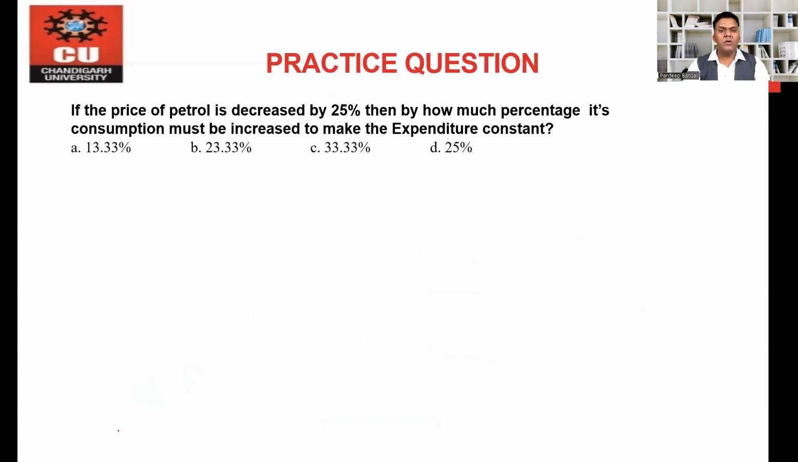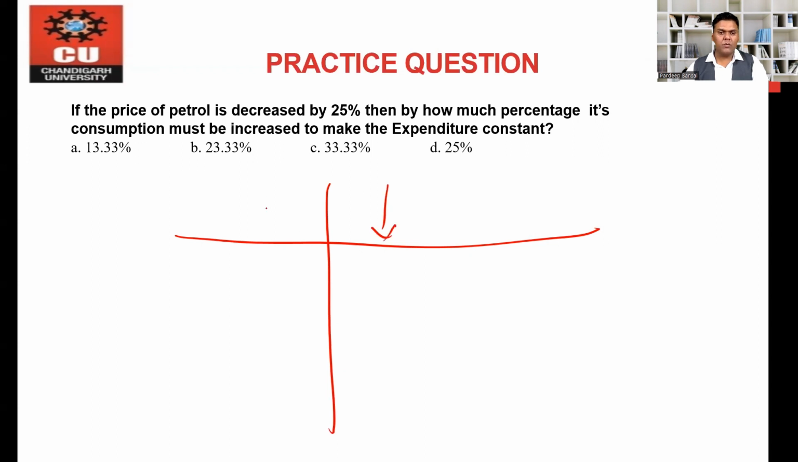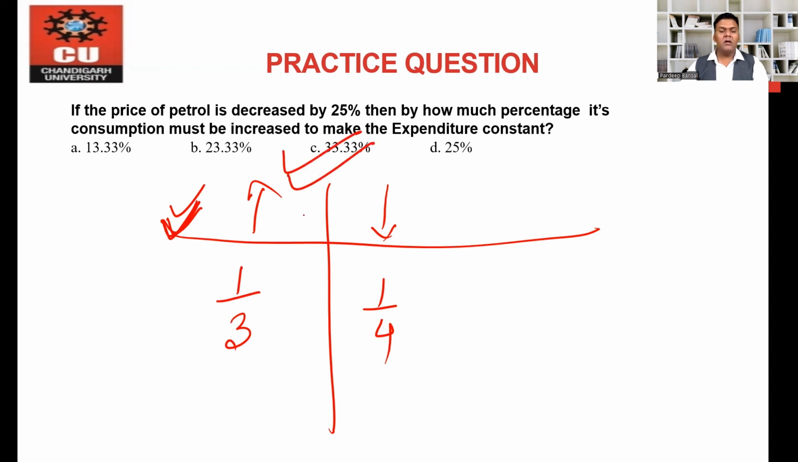Now look at this question, the last question of the day. If the price of petrol is decreased by 25%, what is given to you? Increase or decrease? Decrease by 25%, which is 1 by 4. By how much percent must its consumption be increased? So I'm looking for an increase, right? So that means my denominator should be reduced by 1, which is nothing but 1 by 3. So what is my answer option? 33. Is this valid for all questions where the product is constant, right?